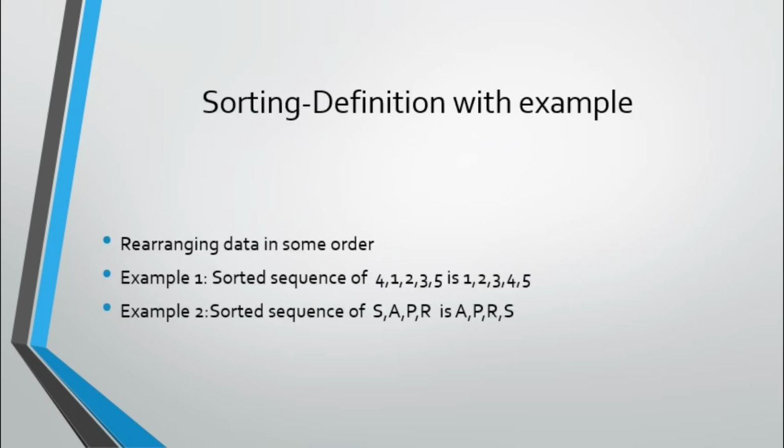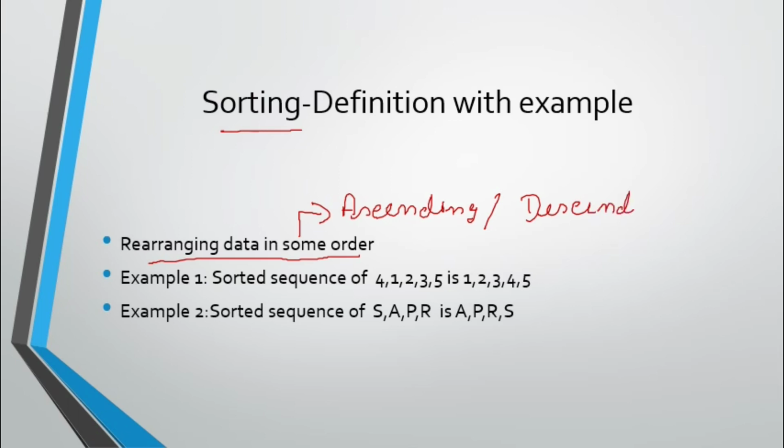So, first of all, what is sorting? Sorting is rearranging data in some order. What do you mean by some order? Some order can be ascending or descending. Ascending means from low to high, and descending means from high to low.